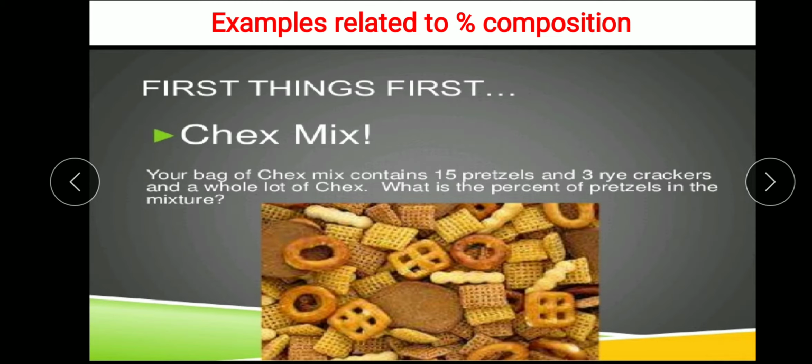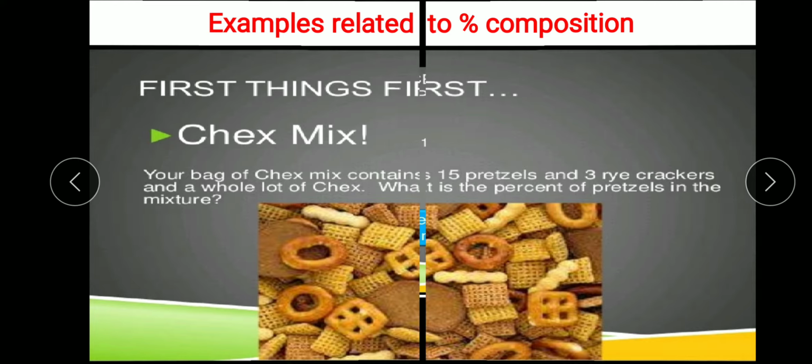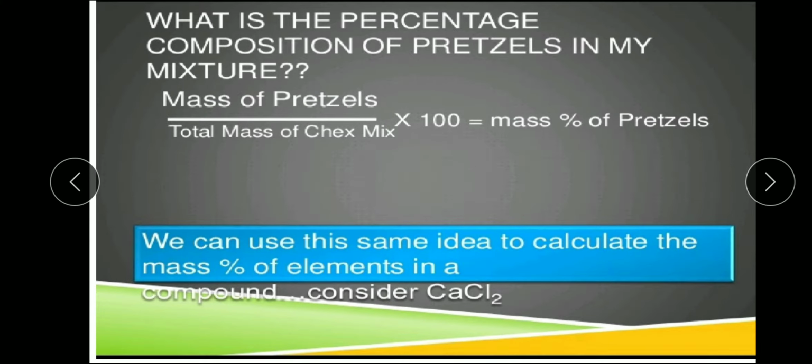I am taking an example of Chex Mix. Your bag of Chex Mix contains 15 pretzels and 3 rye crackers and a whole lot of Chex. What is the percentage of pretzels in the mixture? The percentage composition of pretzels in my mixture is calculated by mass of pretzels divided by total mass of Chex Mix times 100. It gives the mass percentage of the pretzels. And this is for your work.